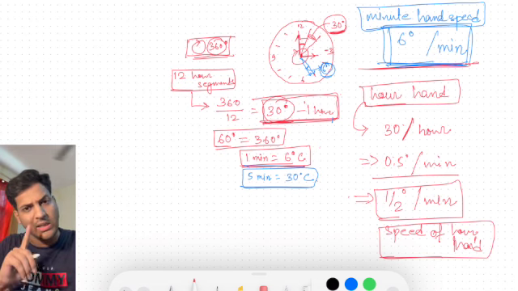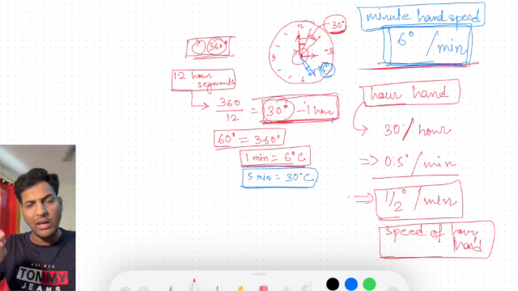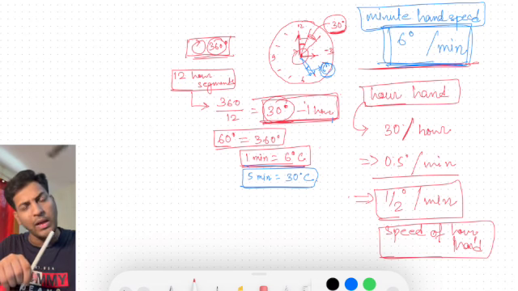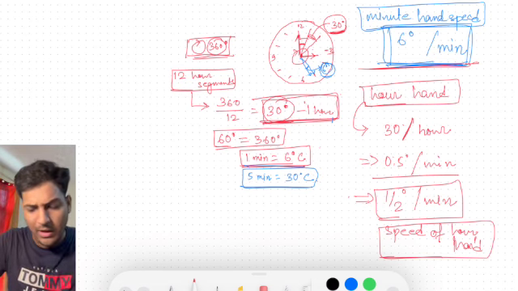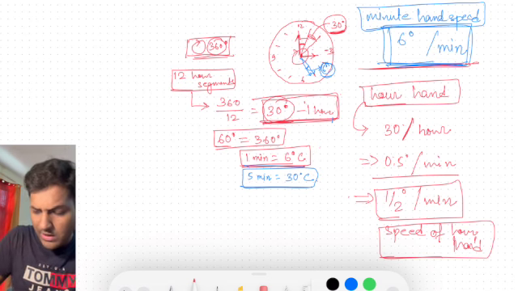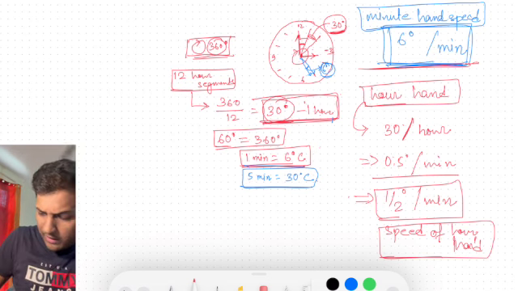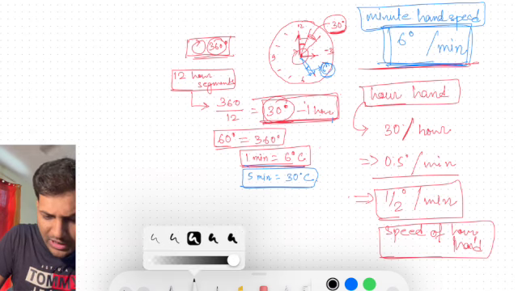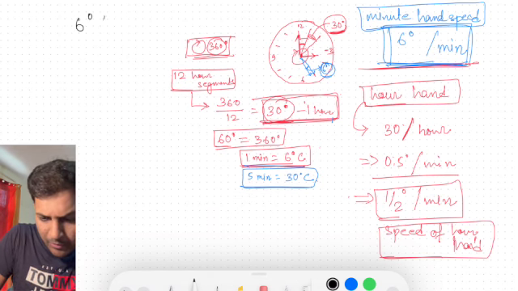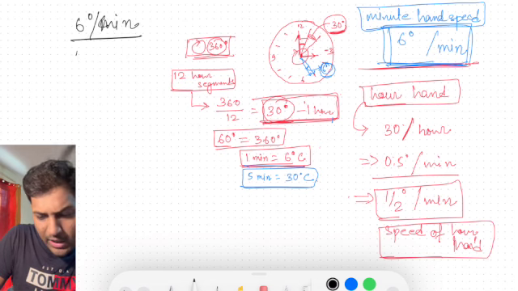Minute hand, the speed is 6 degrees per minute. In every minute, minute hand moves by 6 degrees, and in every minute, hour hand moves by half degree. So per minute speed I have calculated. Per minute, the speed of minute hand is 6 degrees per minute, and speed of hour hand is 0.5 degrees per minute.